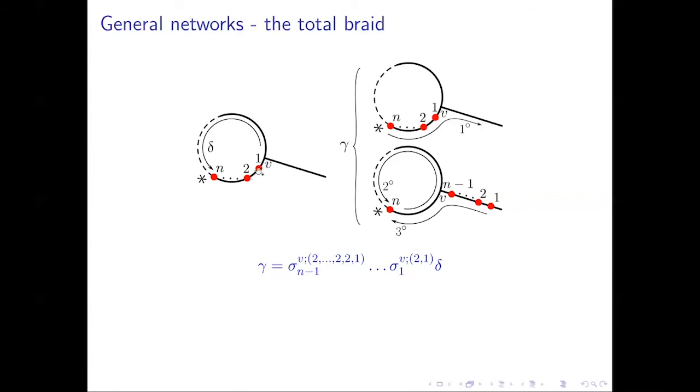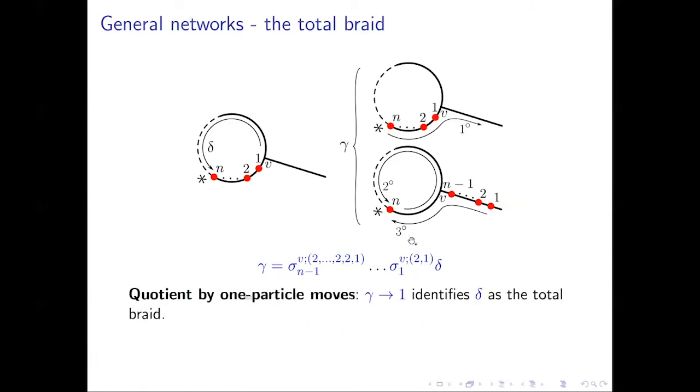So the total braid is that we move the first onion to the back of the line. And how to see this? Well, one has to consider another situation where we move onions 1 up to n minus 1 to this leaf. Then the nth onion goes around here, and then they all go back. One can show that this move gamma is a composition of simple braids and braid delta. But now gamma is actually a one particle move because there was no exchange.